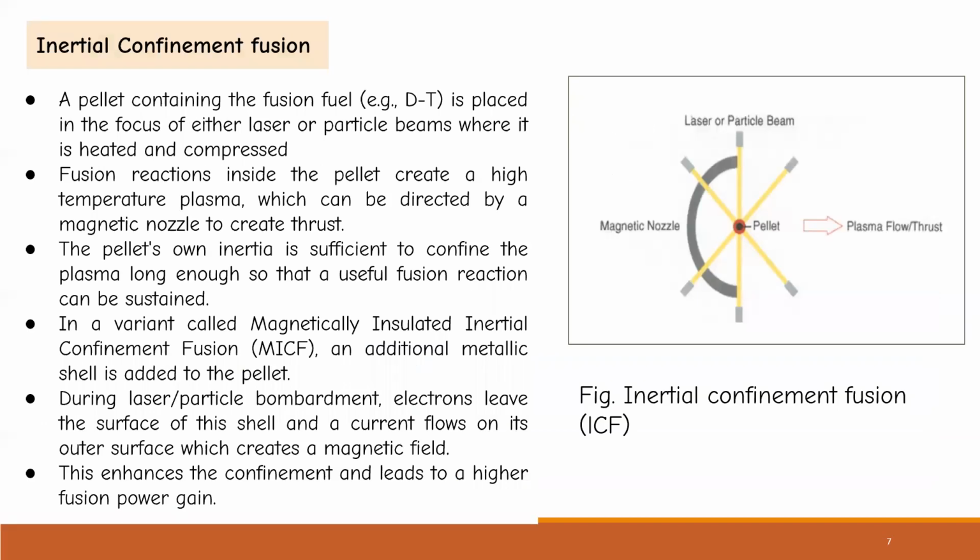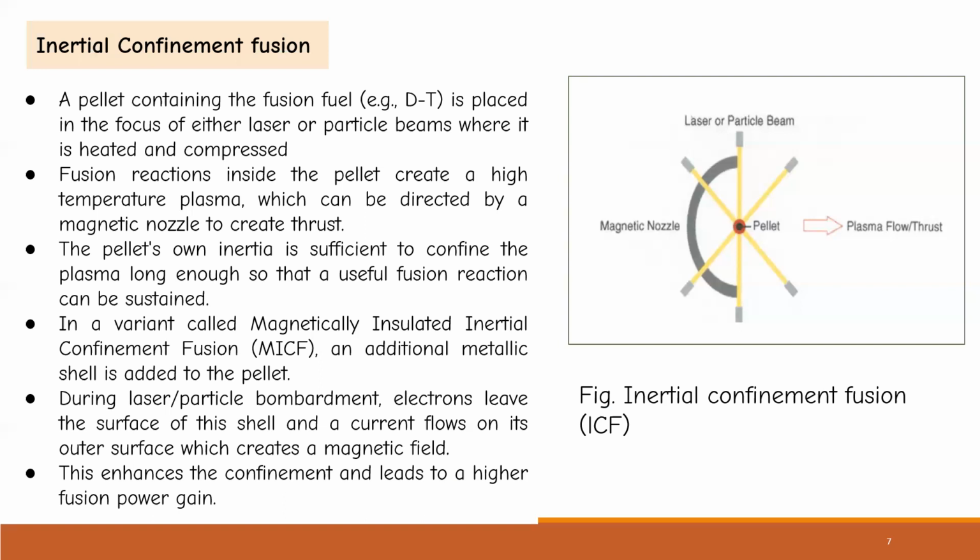Now, inertial confinement fusion. A pellet containing fusion fuel is placed in the focus of either laser or particle beams, where it is heated and compressed. It is shown in the figure. Fusion reaction inside the pellet creates a high temperature plasma, and a nozzle is used to create thrust. The pellet's own inertia is sufficient to confine the plasma long enough to be useful.